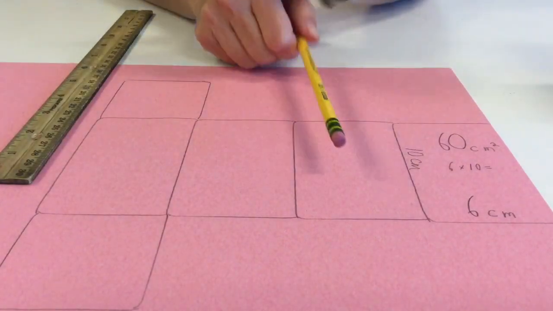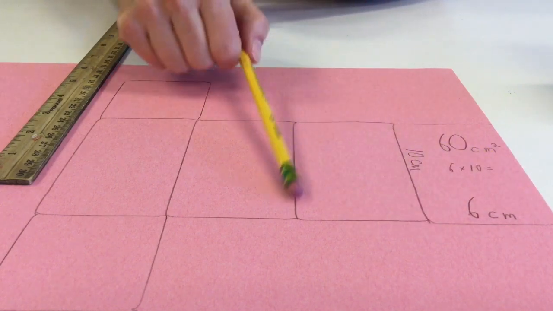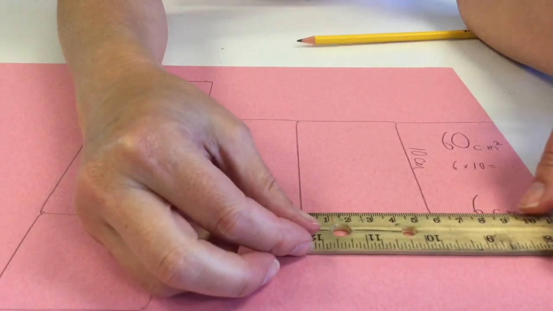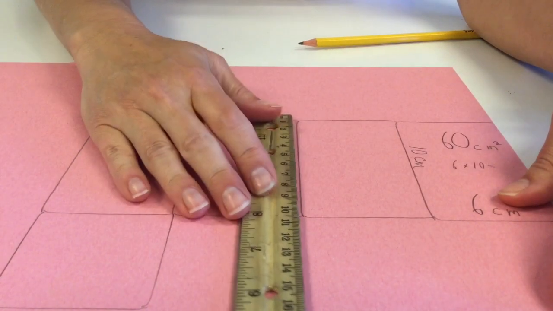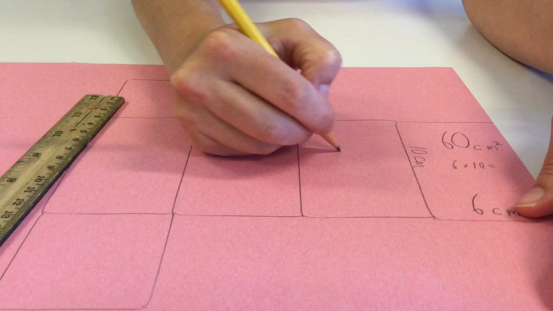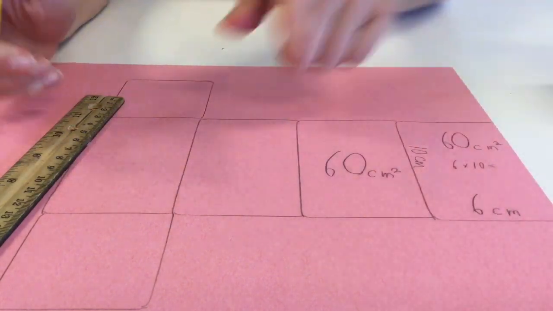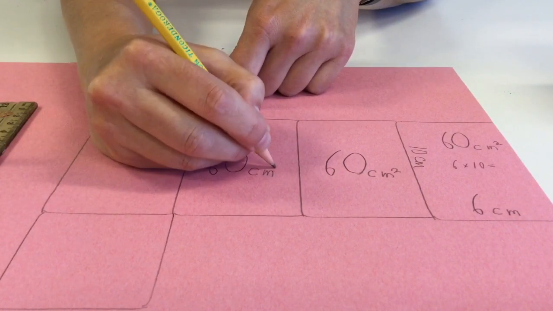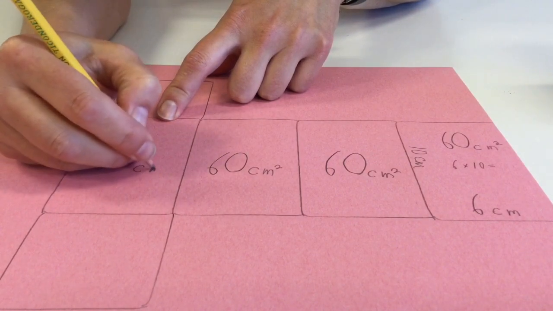Now, that is only for this rectangle, right? I've got another rectangle. I could measure that base and height again, but something funny's gonna happen. Guess what? 6 and 10. It's the exact same as that one. So I'm just gonna shortcut. What about that one? See how easy this is? Hey, what about that one? I really only had to figure out one of them.